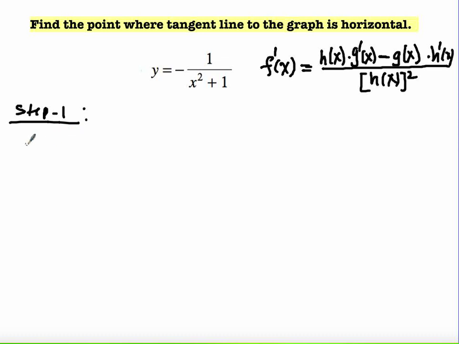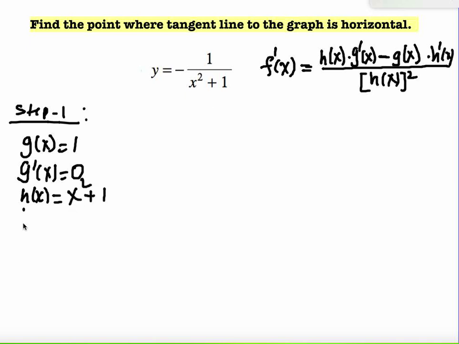I'm going to write it down on this side. g of x is equal to 1. So g prime of x, the derivative of 1, is going to be 0. It's a constant term, so its derivative is 0. Now the second thing we do is look at h of x. h of x is what? It is this denominator function, x squared plus 1. And the derivative of h is h prime of x, which, if we apply the power rule, is going to be 2x plus the derivative of 1, which is 0, so it's only 2x.